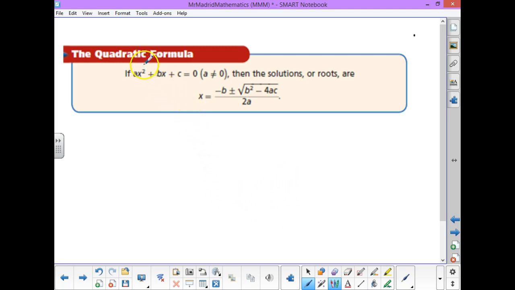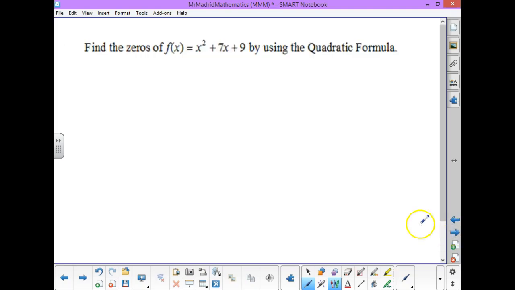Here we go. The quadratic formula, you can copy this, okay? So you've got your trinomial in standard form, a cannot equal 0. Then the solutions or roots are, here's the formula, x equals negative b plus or minus the square root of b squared minus 4ac, all over 2a. It's very much an Algebra 2 type formula. So anyways, let's get into it.